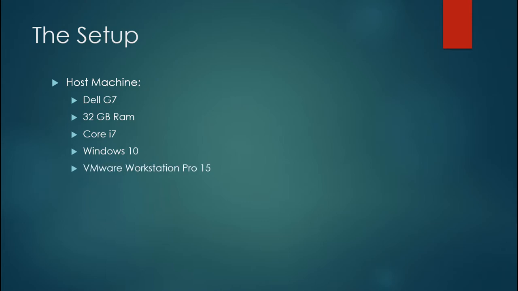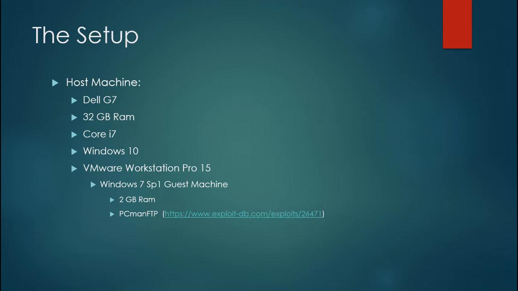So our setup today, our host machine is a Dell G7 with 32 gigs of RAM, a Core i7 processor running Windows 10, and VMware Workstation Pro 15. Inside Workstation Pro, we have a Windows 7 Service Pack 1 guest machine with the firewall disabled. It has 2 gigs of RAM.